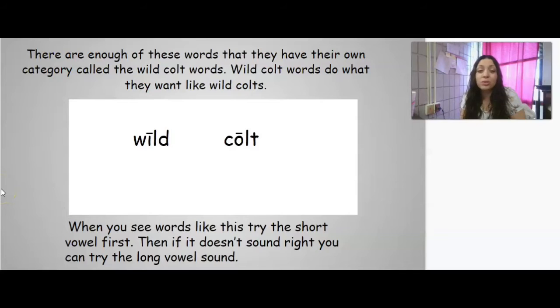Wild colt words do what they want, like wild colts. A colt is a type of horse, so we're talking about a wild one that's not going to follow rules. When you see words like this, try the short vowel first. Then, if it doesn't sound right, you can always try the long vowel. So you're still going to code it with the short, but when you sound it out, if it doesn't sound right, you can change it to the long. Remember, these are just for rule breakers, okay?